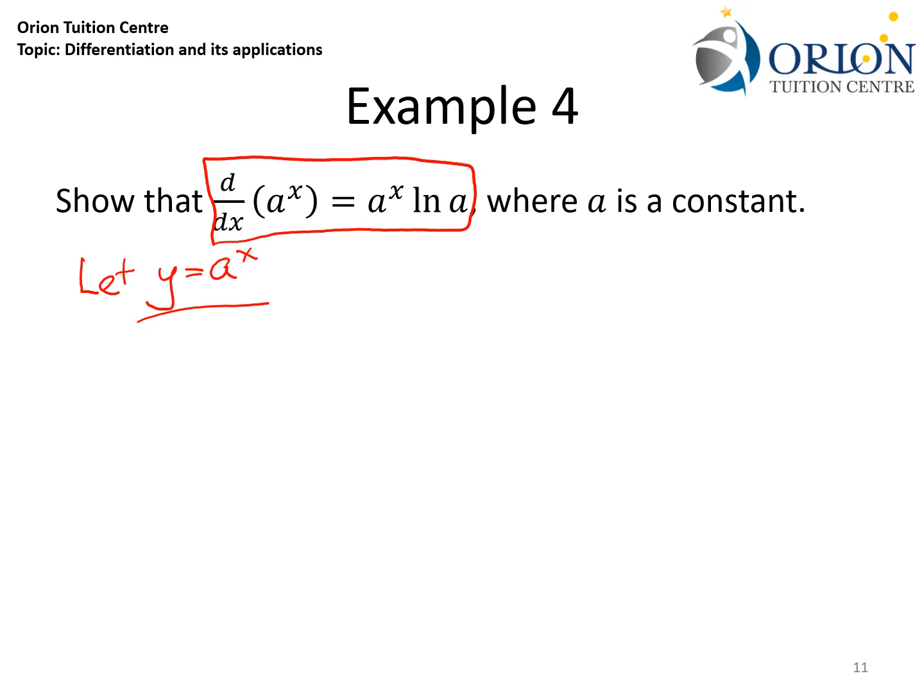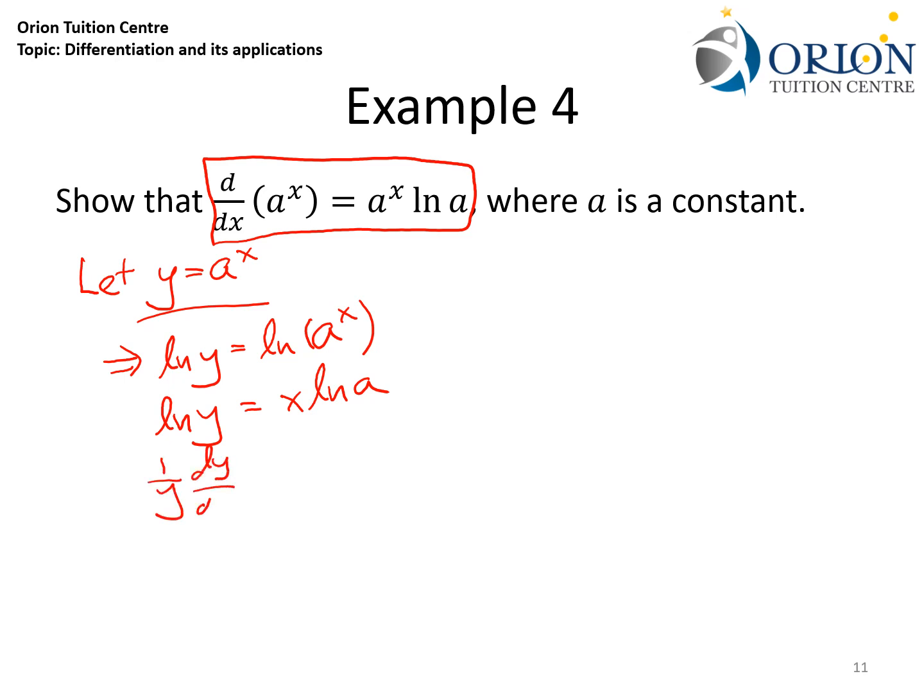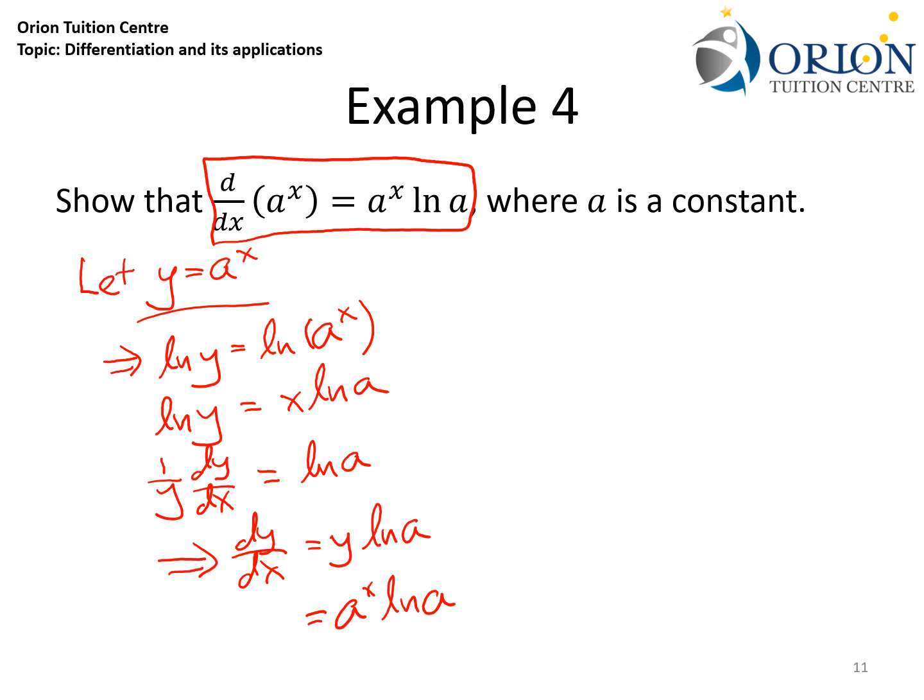Step number 1, I will take ln on both sides. This gives me ln y equals ln a to the power of x. Next, I can bring the power down, so ln y equals x ln a. Now I can apply implicit differentiation to get 1 over y dy over dx equals ln a, and therefore dy over dx equals y ln a, and again y I can change into terms of x, which gives me a to the power of x ln a, which is the same as the formula for differentiating a to the power of x.